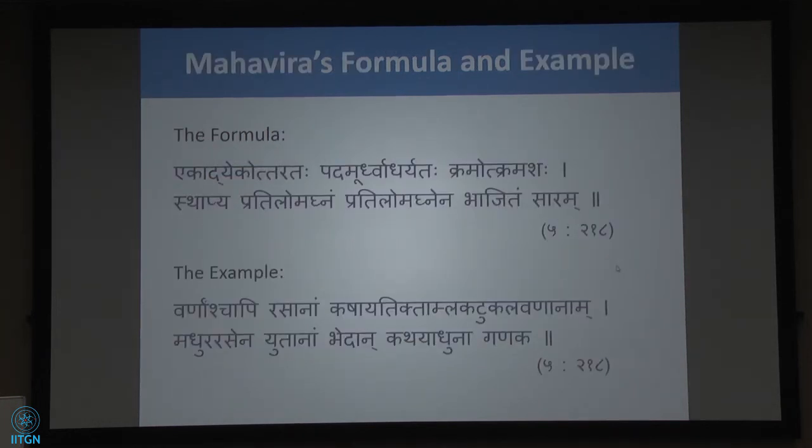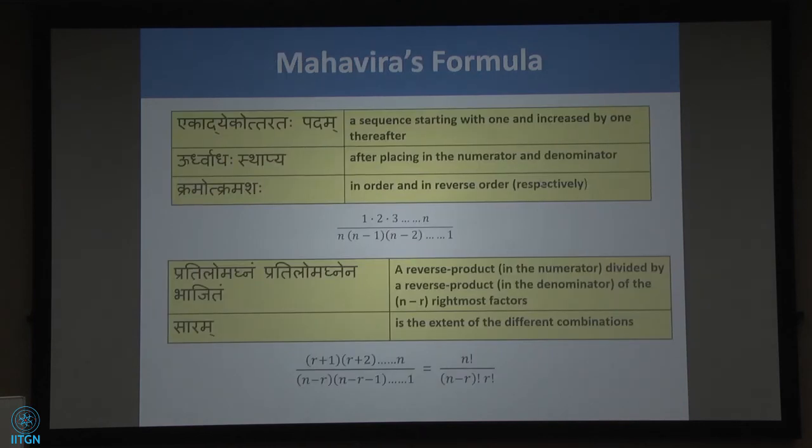So I'm just going to go straight to the explanation of that. So it says ekadi ekottara padam, which means start with eka adi, and then go eka uttara, go one more and create a sequence like that. Urdhva ada stapya. Place that sequence in the numerator and in the denominator, krama utkramasha, in order and then in reverse order respectively.